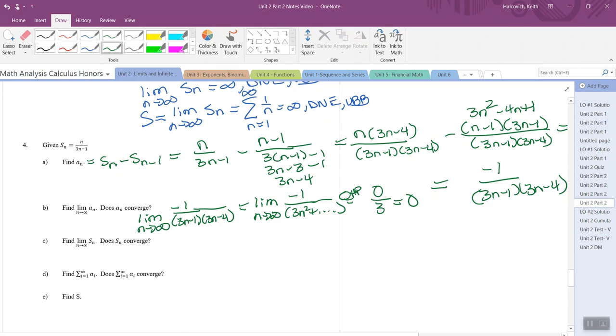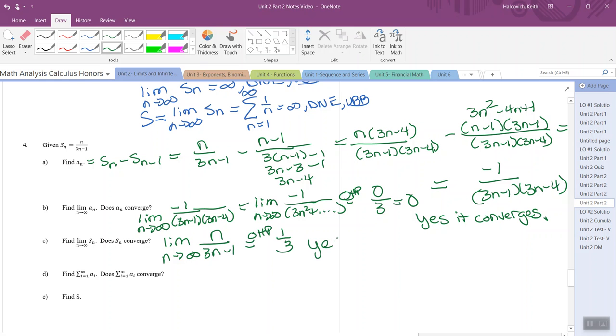The limit of the sum, well, the limit as n approaches infinity. Oh, first of all, it asks if it converges, and the answer is yes, it converges. Because remember, converges means it has a limit. So limit as n approaches infinity of the sum, if you observe highest powers, that's equal to 1/3. And yes, it converges.